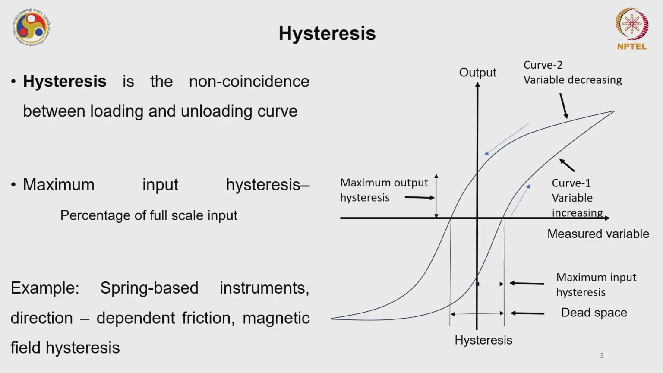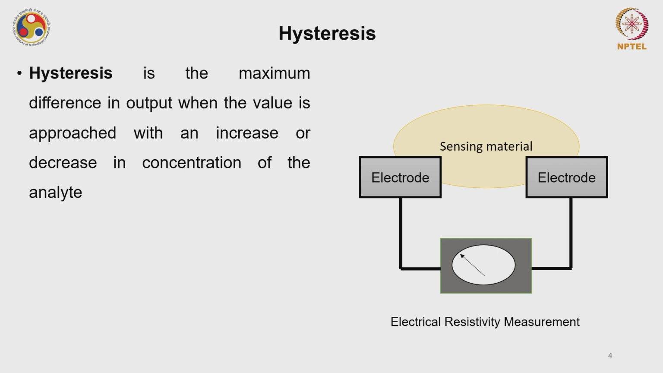And maximum input hysteresis, as you can see here, is mostly denoted in the percentage of full-scale input. Examples can be spring-based instruments, direction-dependent frictional instruments, magnetic field-based instruments, and so on. So hysteresis is the maximum difference in the output when the value is approached with an increase or decrease in concentration of the analyte.